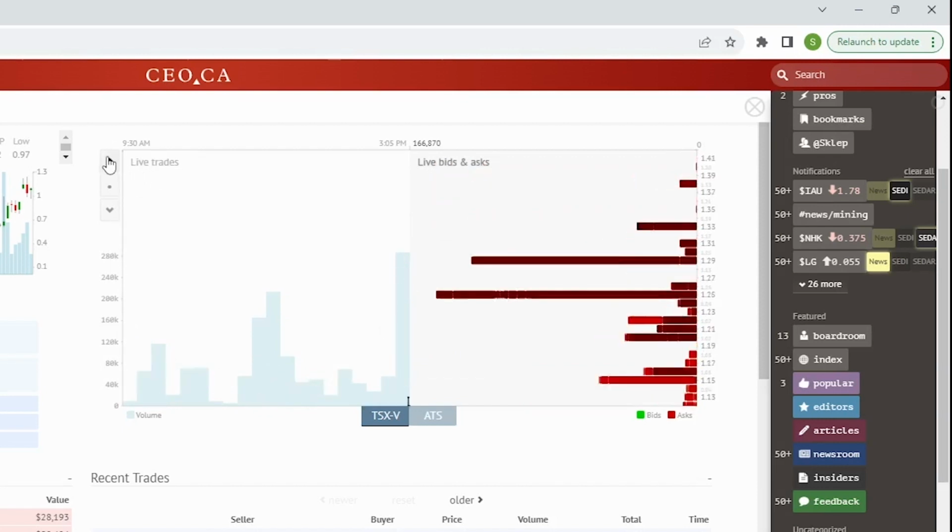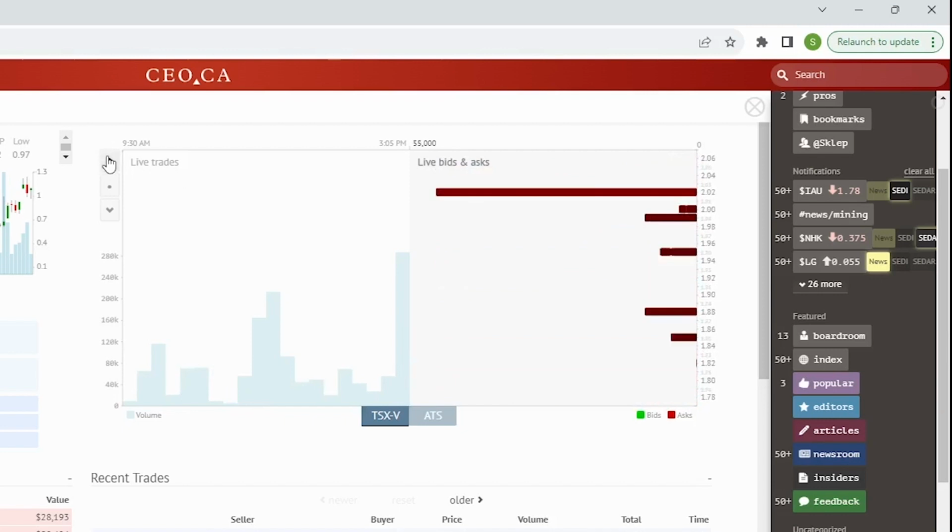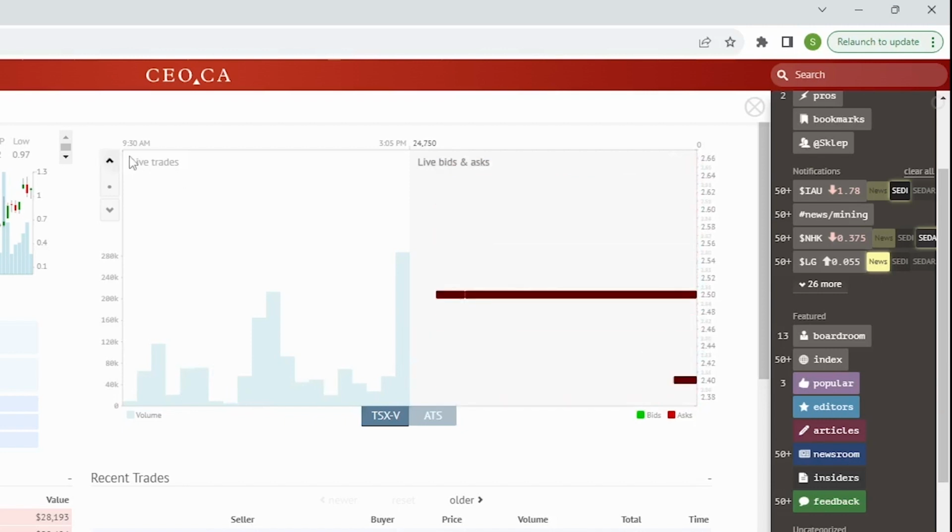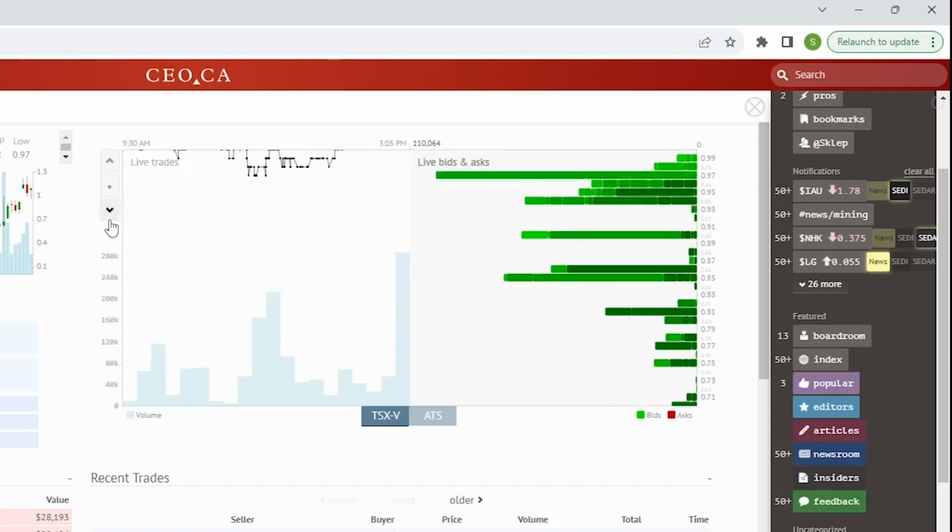Now, you can see all the orders by going up. It goes up as much as possible. So look, there are people who are looking to sell at $2.50. They have put it here. And then you press this to go back to the middle, and then you can see all the buy orders at the bottom.